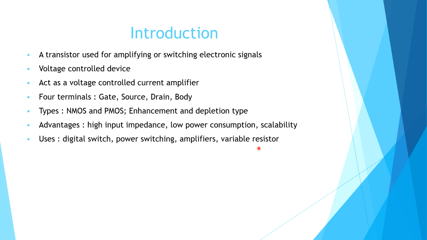And the next use is variable resistor. Upon giving some voltage, the resistance of the channel can be controlled. So it can be used as a variable resistor, just by giving the input voltage and varying it. The resistance of the drain to source channel can be varied. That's a very important application. The BJT has no such feature. So this is an add-on use of MOSFET.